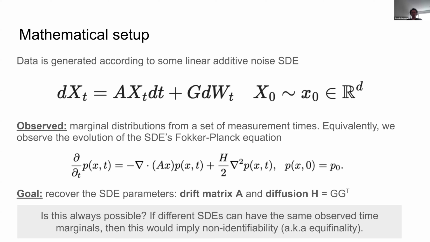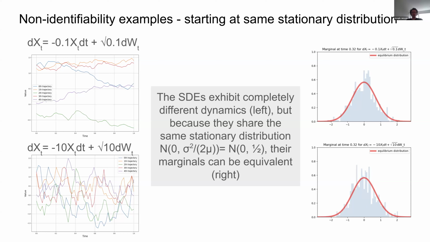So we want to look at the non-identifiability, in math terms, and equifinality, in hydrology terms, of these parameters. Is there more than one parameter set, A and H, that can explain these marginal snapshots? It turns out there are. A lot of people have brought up, so we're going to go over 3 examples of non-identifiability or equifinality, which a bunch of people have brought up in the past.